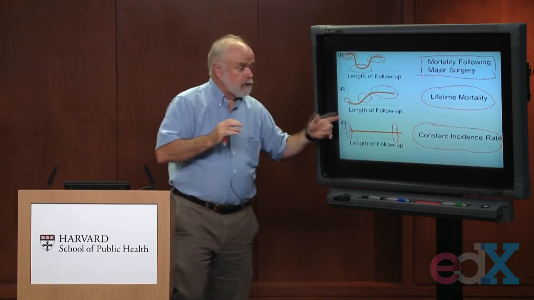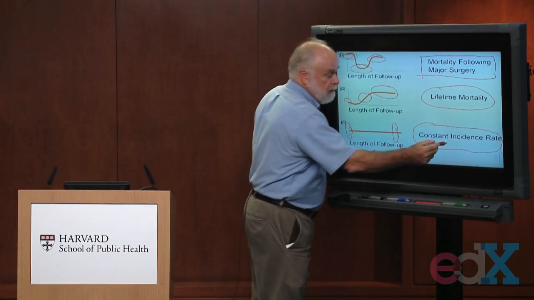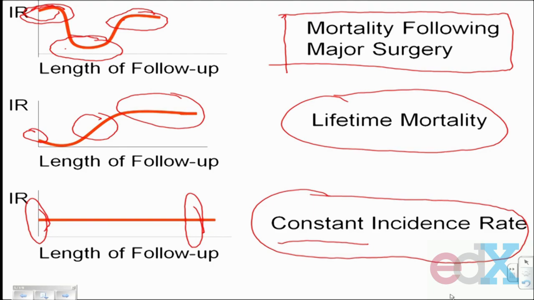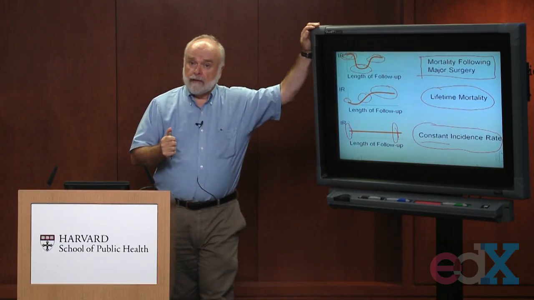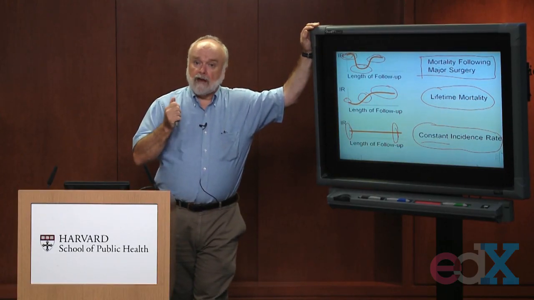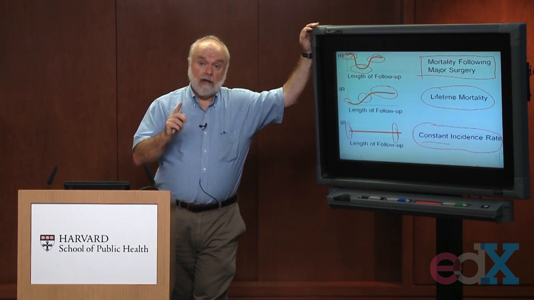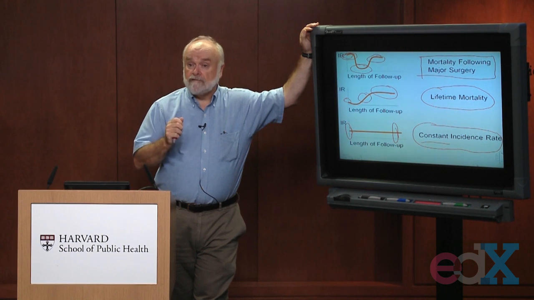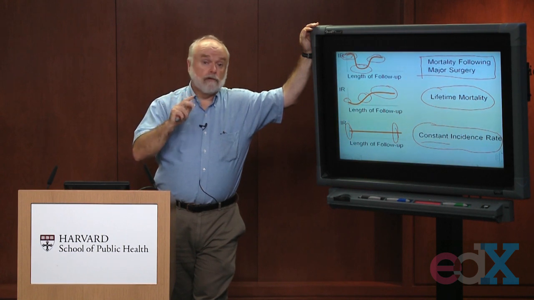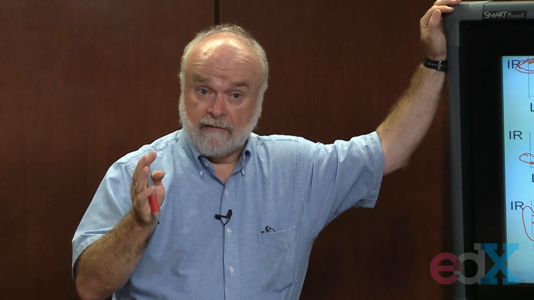This curve, which has a constant incidence rate, meaning the incidence rate's value doesn't change during the period of follow-up, is the only time you can argue that if I follow 10 people for 1 year, I observe 10 person years of follow-up. If you follow 2 people for 5 years each, you observe 10 person years of follow-up.